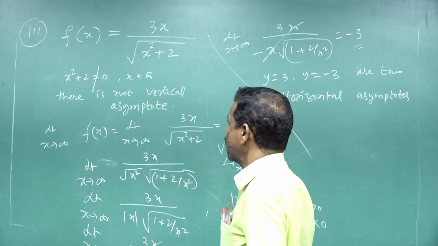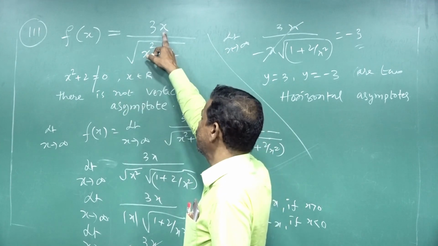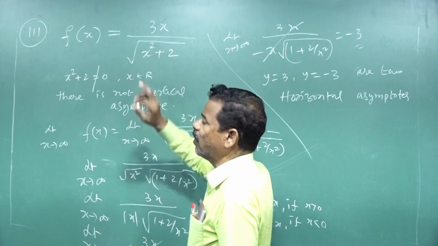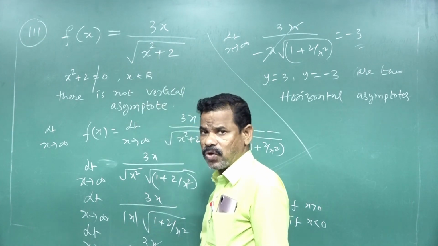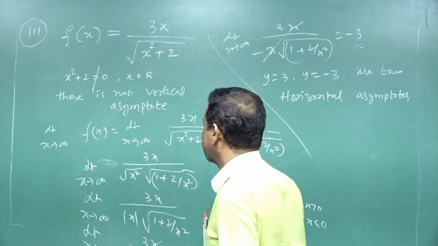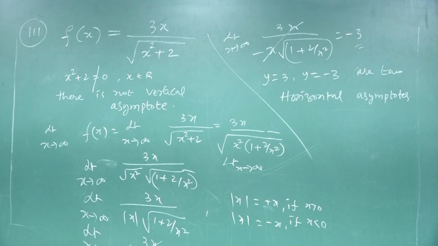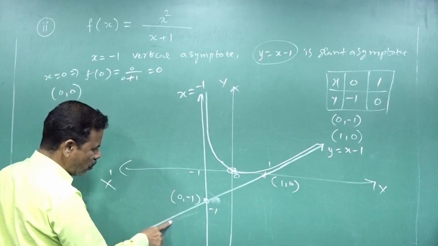So there is no slant asymptote. Why? Because the power in the numerator is x power 1, and in the denominator, the root of x square also has power 1. The degrees are both equal, so there is no slant asymptote. This is one asymptote, and this is also one asymptote.